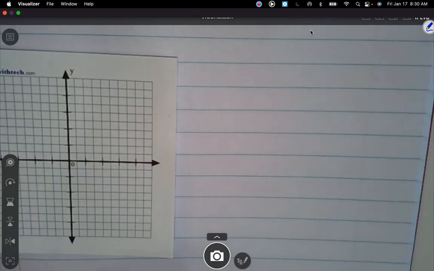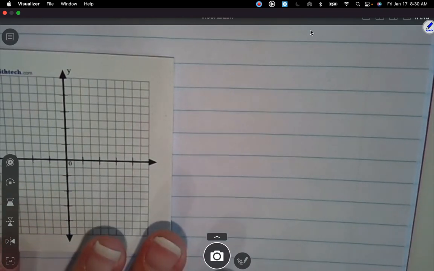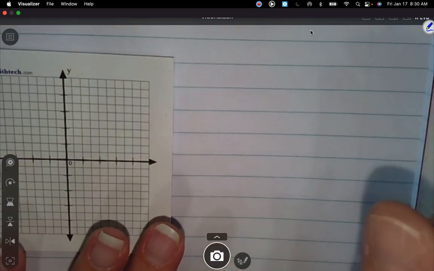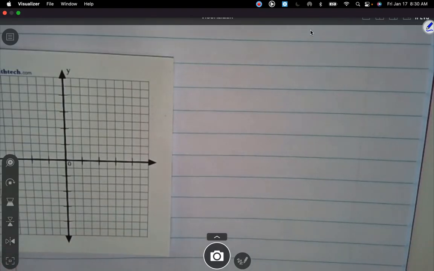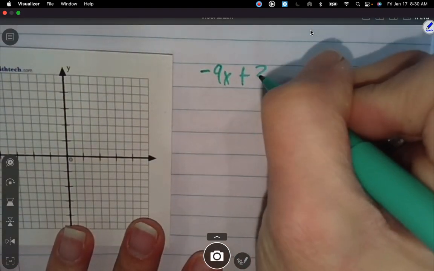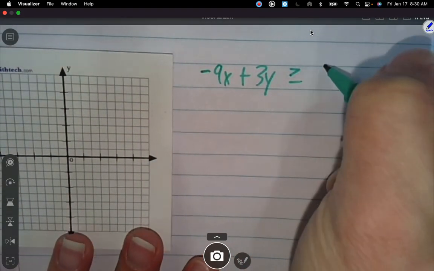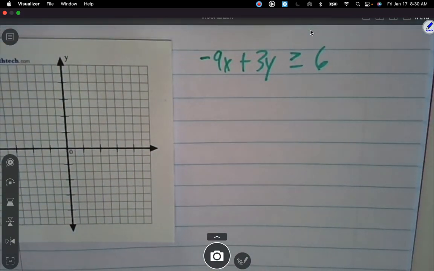Here's one. Okay, if I have negative 9x plus 3y is greater than or equal to 6. There we go. All right. Took me a minute to find one, kind of like your paper.